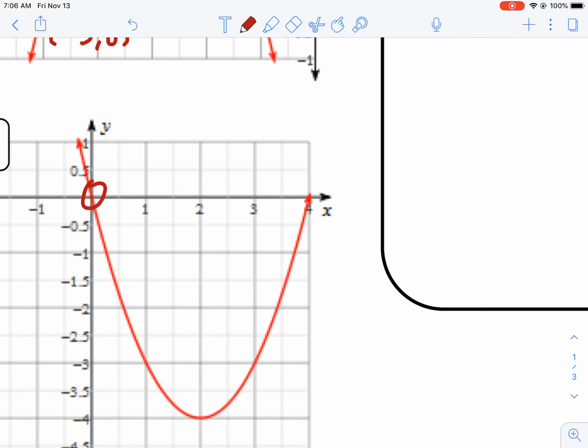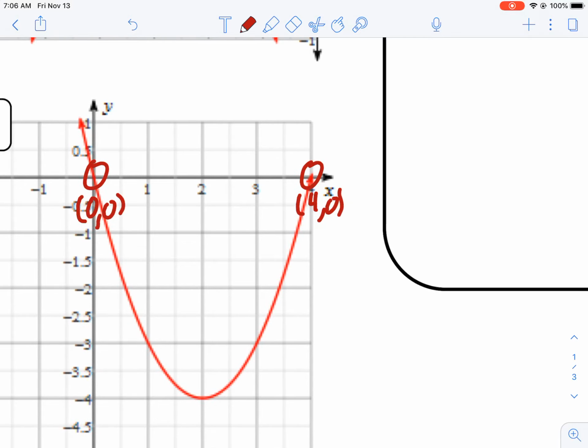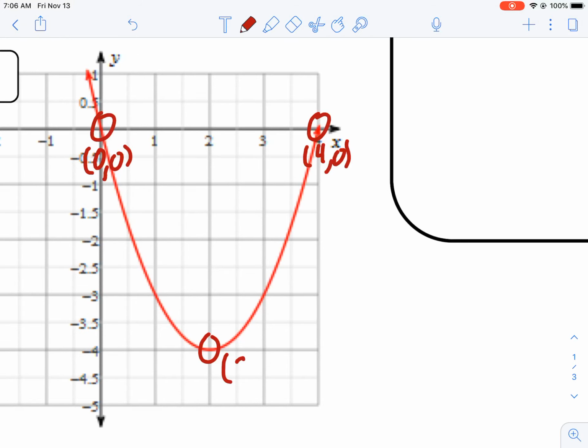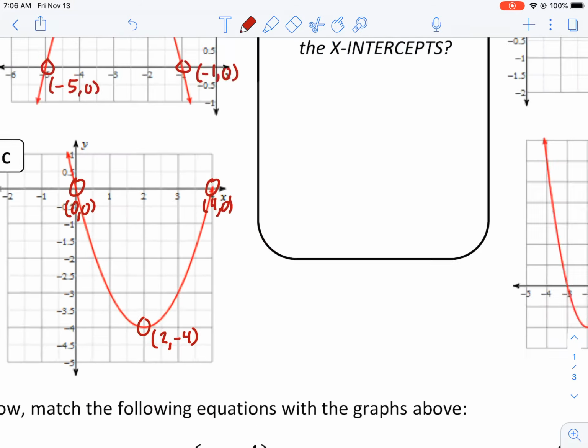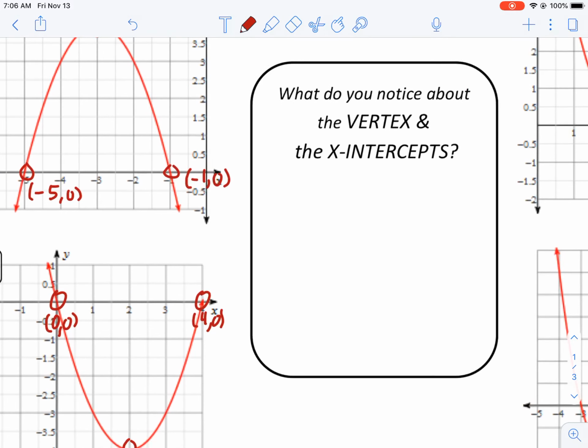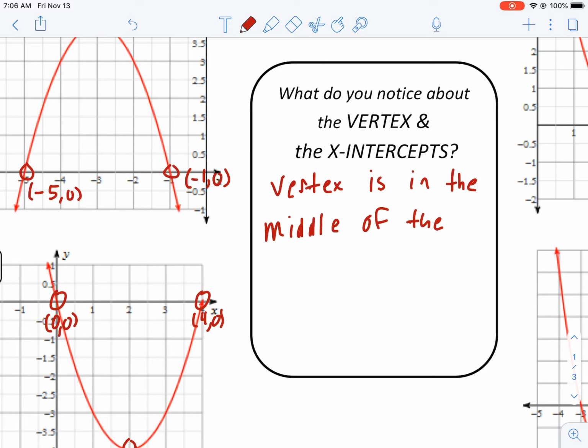If you look at all of these cases, so we've got (0, 0), (4, 0), and then a vertex at (2, -4). If you look at all these, you should notice that the vertex is in the middle of the 2 x-intercepts.